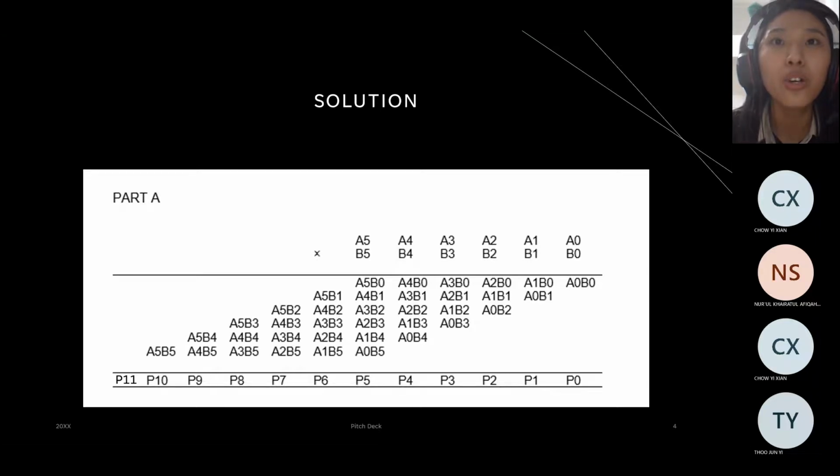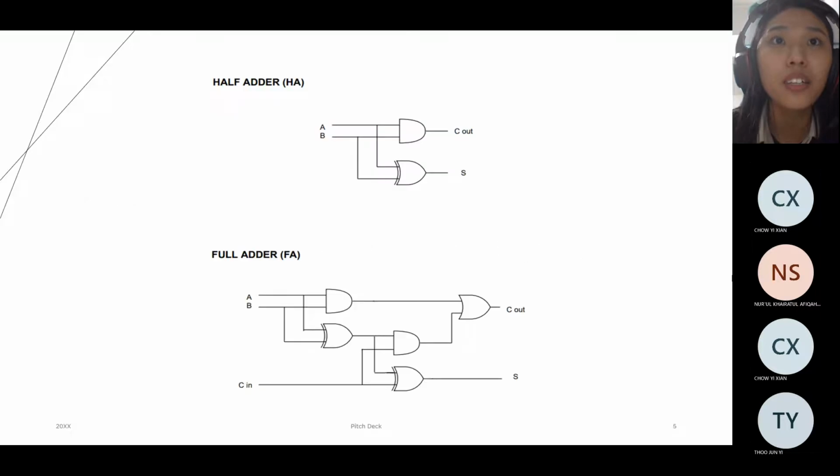This is the step to solve the equation for part 1. Next is the half adder and full adder diagram. If we have two inputs A and B, we use a half adder. When we have 3 inputs A, B, Cin, we use a full adder.